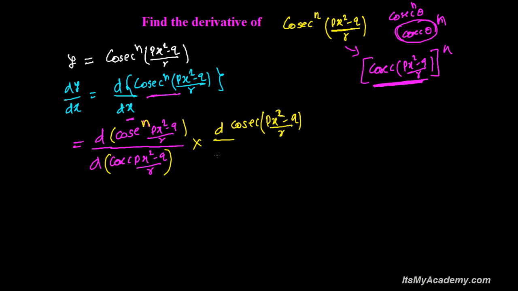And now to differentiate this, I have already told you, whenever you get sine, cosine, cosec, cot, sec, anything, if it has the highest power 1, in those cases you have to differentiate that function, whatever it is, with respect to its angle. So here the angle is (px² − q)/r, so I'm going to differentiate this with respect to this part, (px² − q)/r.